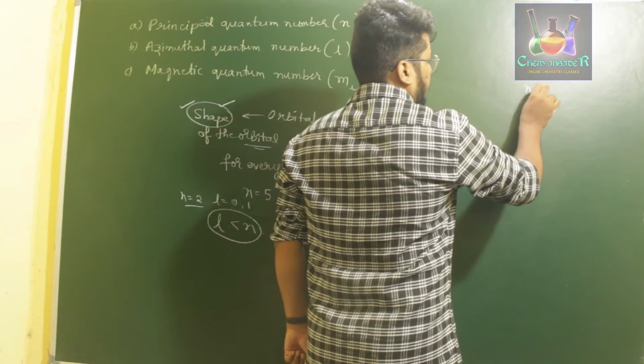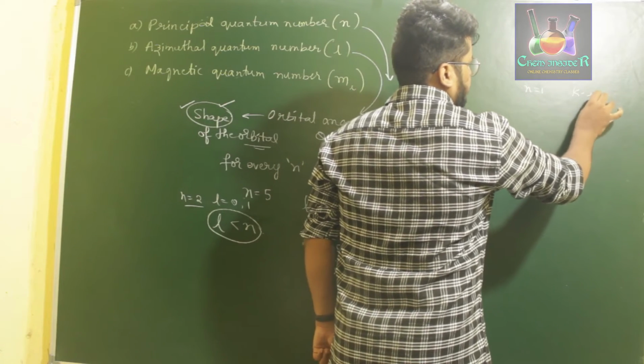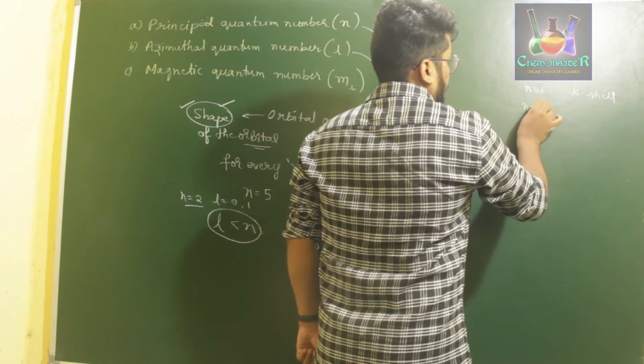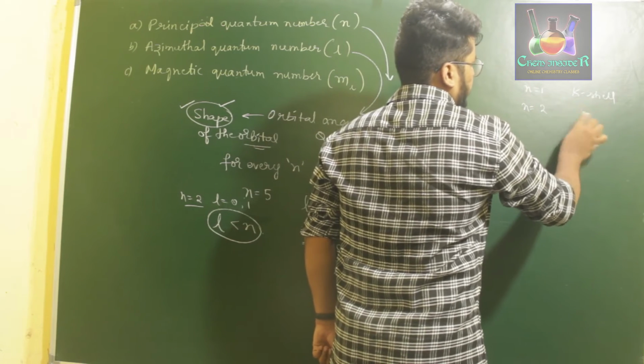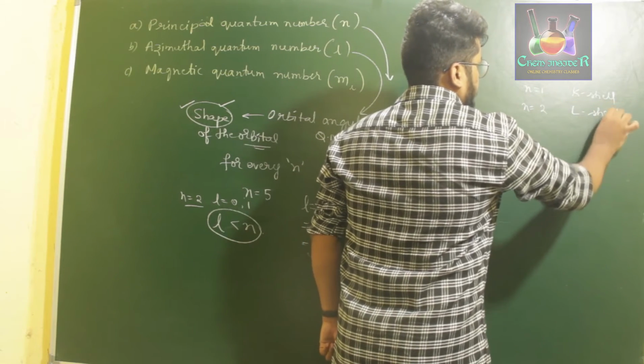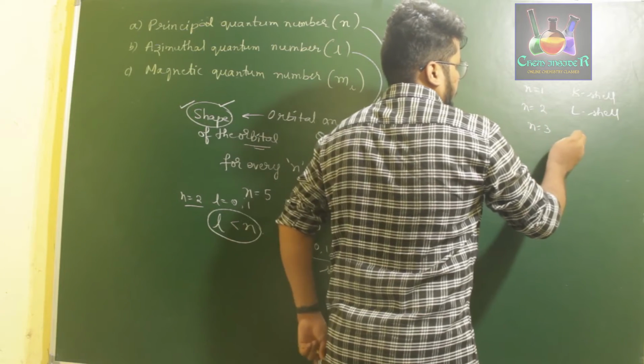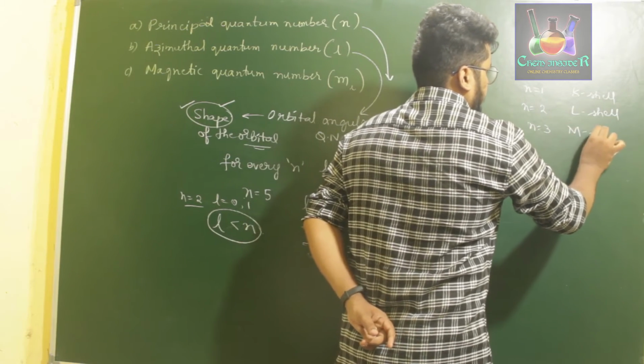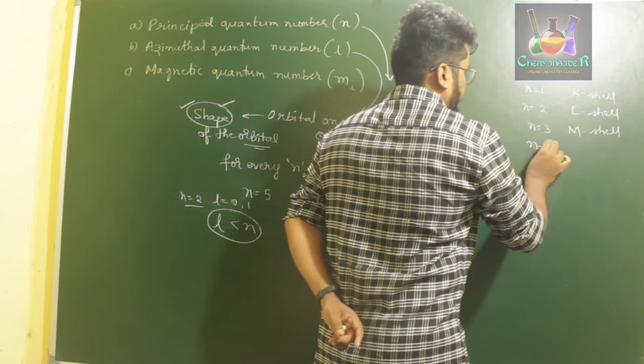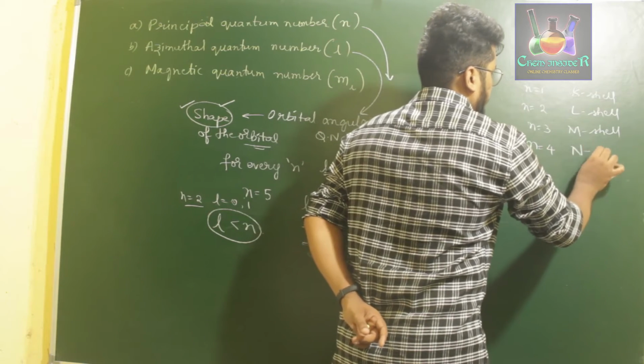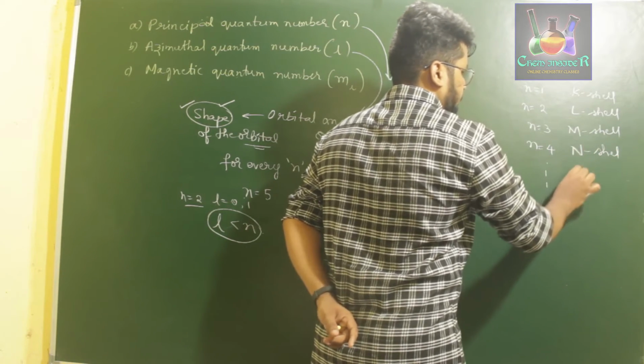For n is equal to 1, we have K shell. N is equal to 2, we have L shell. N is equal to 3, we have M shell. N is equal to 4, we have N shell, and so on.